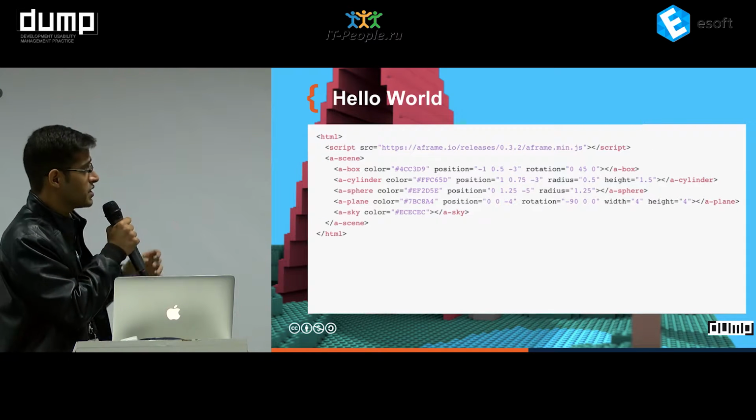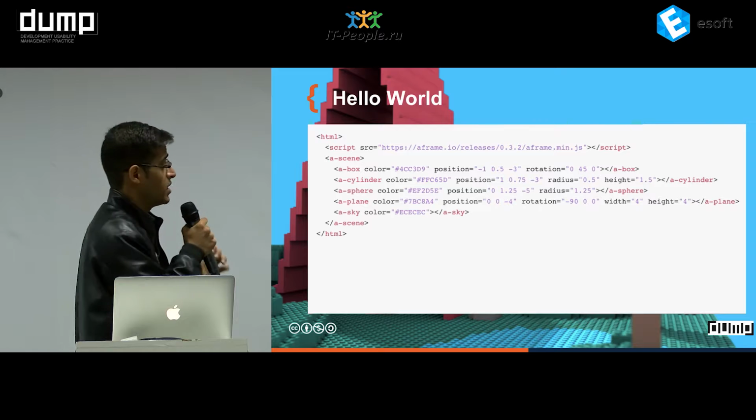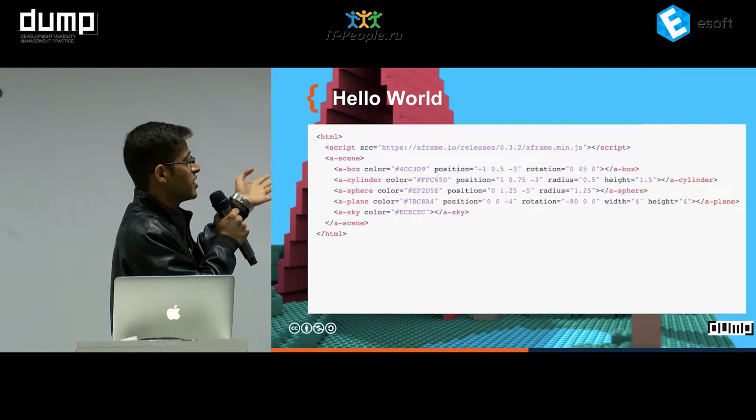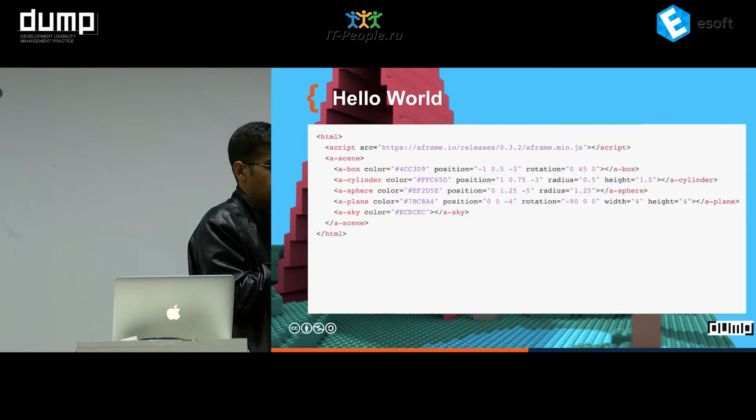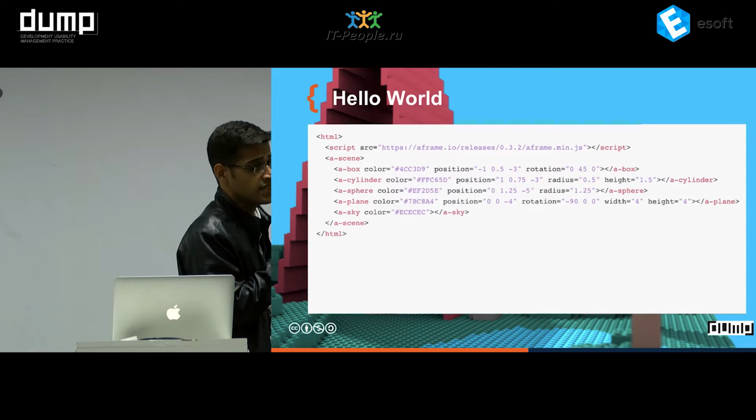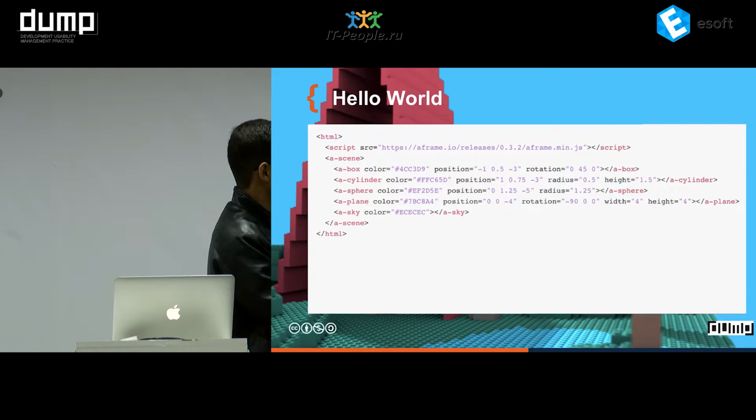Here are some of the basic 3D primitives with custom elements. As you can see, I have included a box, a cylinder, a sphere, and a plane in my scene. And you can see there are different attributes to these tags which are specific to the custom elements.